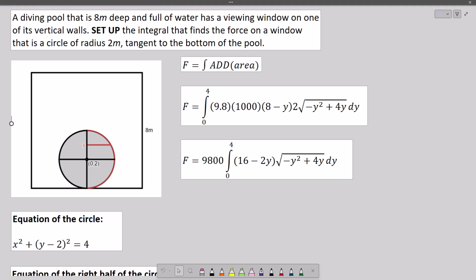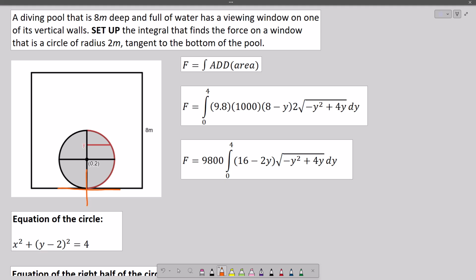This pool is 8 meters deep, filled with water, and we've got a circular window here that's got a radius of 2 meters. So I'm going to draw the pool, and I'm thinking of the coordinate system down here. So there's the x-axis, there's the y-axis. So the equation of that circle is shifted up so that its center is at 0, 2.